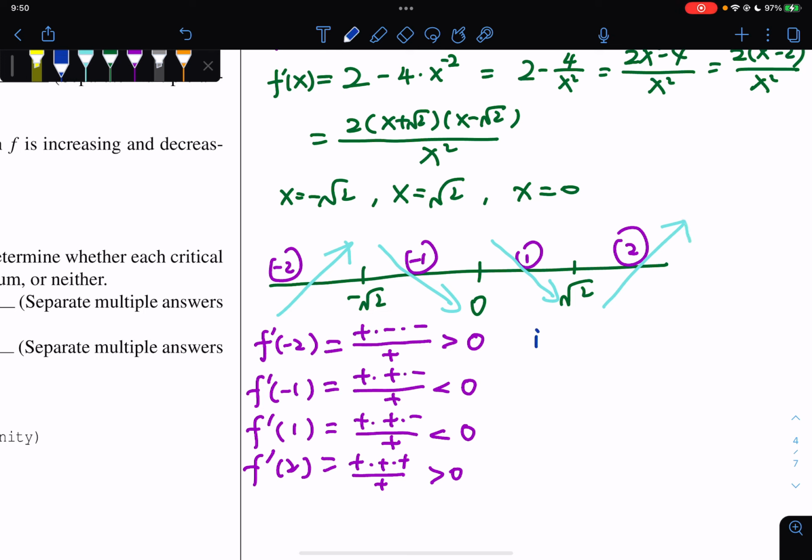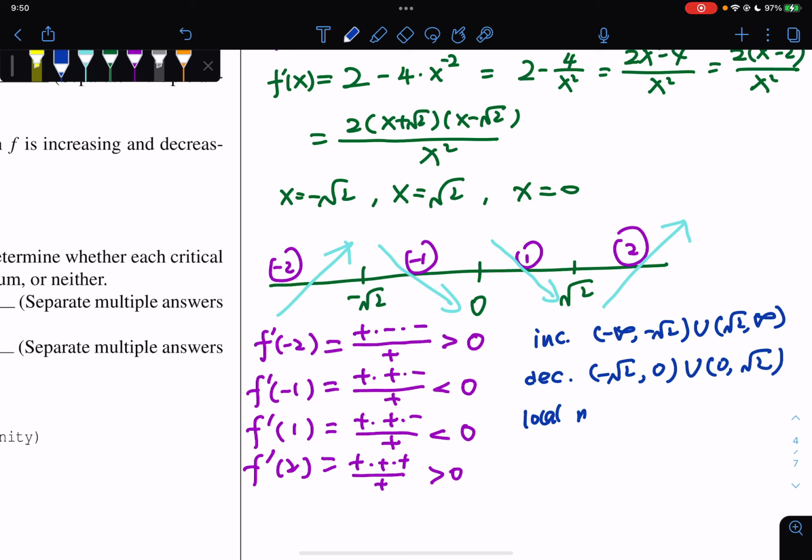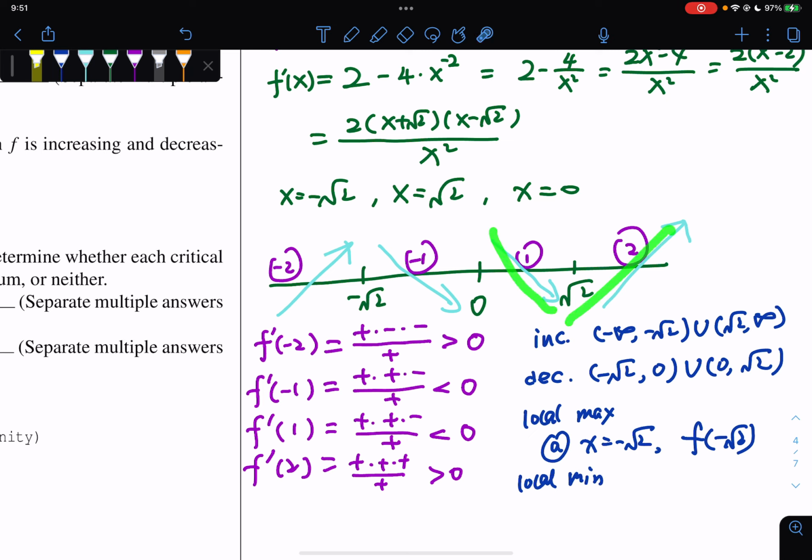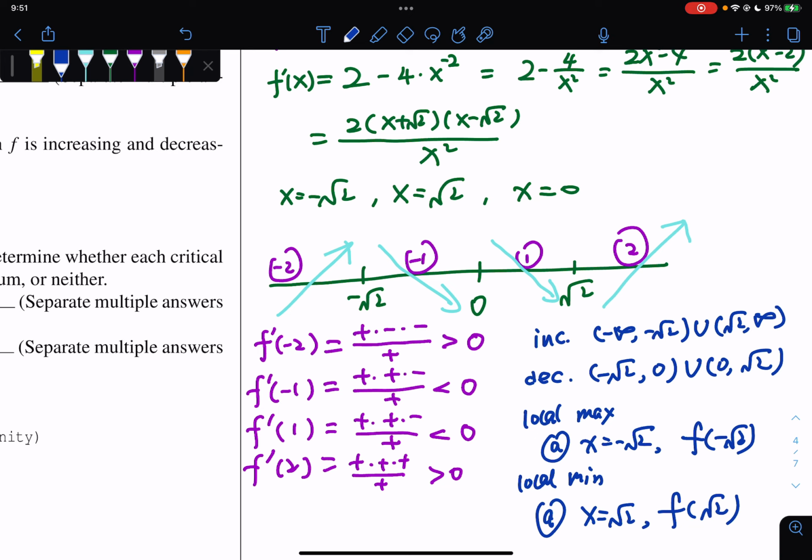Therefore, if you are looking for the increasing interval, it's from negative infinity to negative root 2 combined with root 2 to infinity. If you're looking for the decreasing interval, it's negative root 2 to 0 combined with 0 to root 2. If you're looking for local maximum, it happens at x being negative root 2. If the problem asks for the function value, you're going to plug it into the function to figure it out. If you're looking for local minimum, it's where it changes from decreasing to increasing, hence it's going to happen at x being root 2, and the function value is found by plugging root 2 into the function.